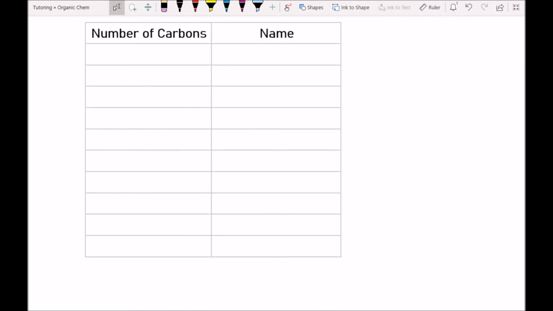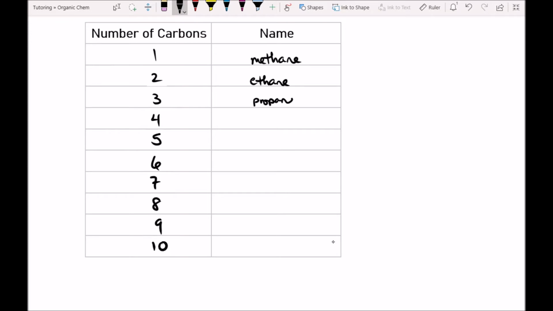So we'll be looking at 10 simple alkanes with 1 through 10 numbered carbons. The name for the organic compound with 1 carbon is methane. With 2 carbons, it is ethane. 3 is propane. 4 is butane. 5 is pentane. 6 is hexane. 7 is heptane. 8 is octane. 9 is nonane. And 10 is decane.